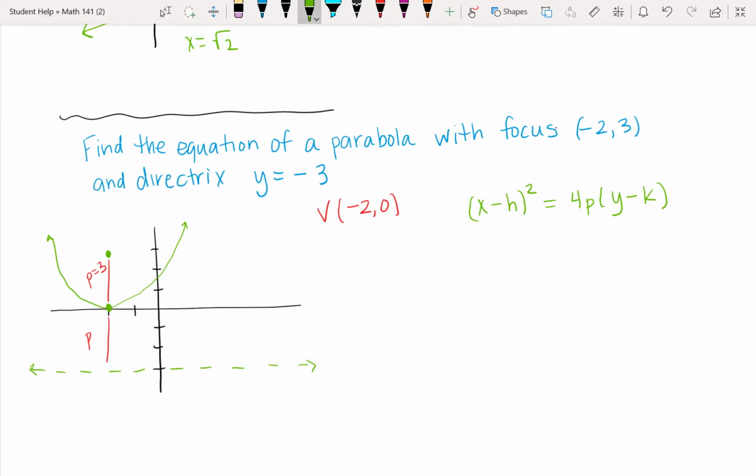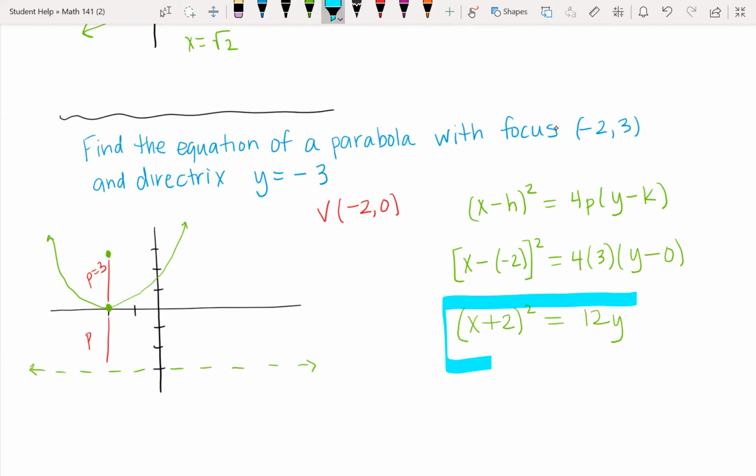So putting this all together, we have x minus a -2 squared equals 4 times 3, which is p, and then y minus 0. So this is x plus 2, the quantity squared, equals 12y. So that's the equation of our parabola in this case.